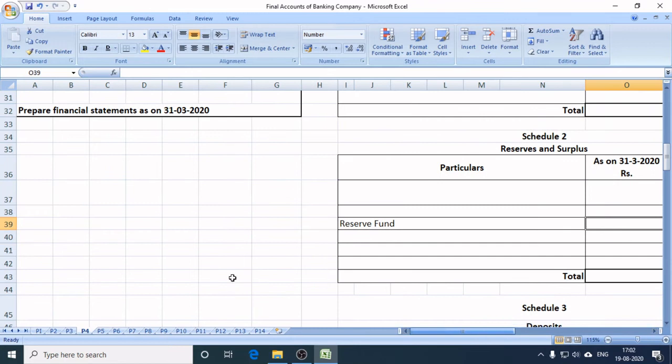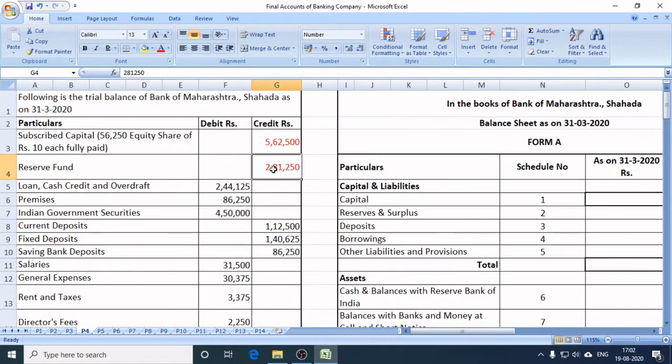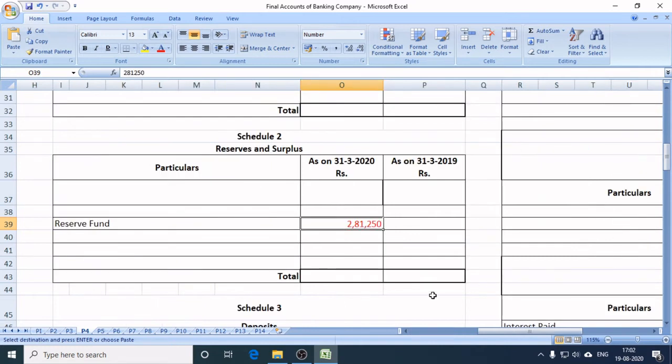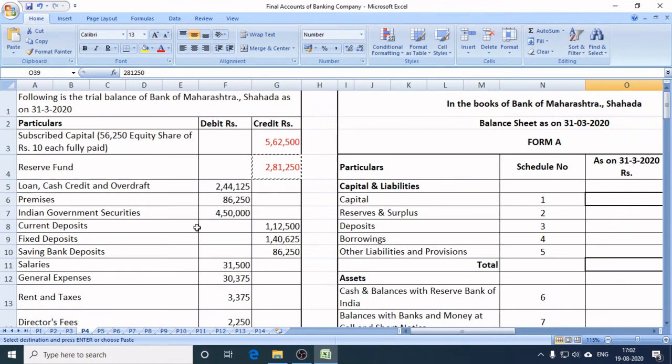The figure is 2,81,250. So here 2,81,250. Okay. Now next in the problem is loans, cash credit, and overdraft.